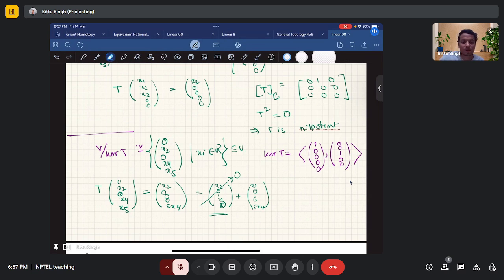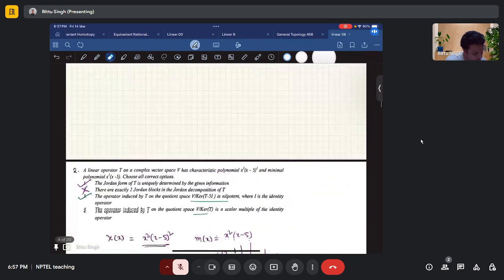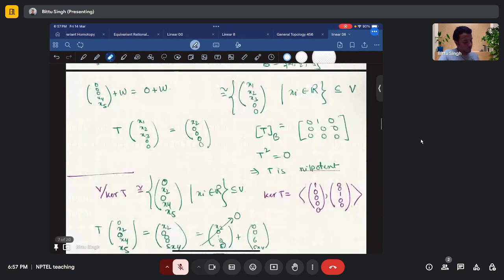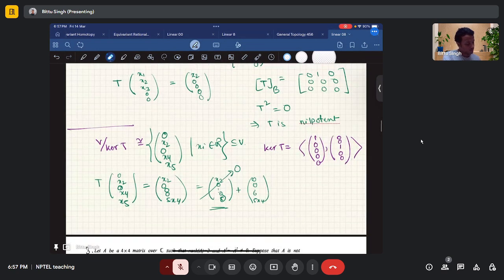So what is the definition of scalar matrix? Scalar matrix means it should be same as C times I. Is it the definition? Yes, scalar multiple of the identity matrix. So from here it is clear that it cannot be same, because scalar matrix means C times I. So this is not possible, right?